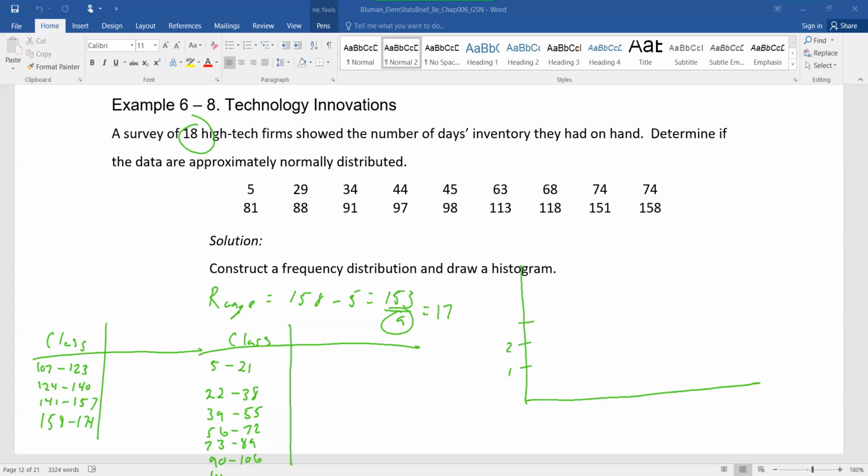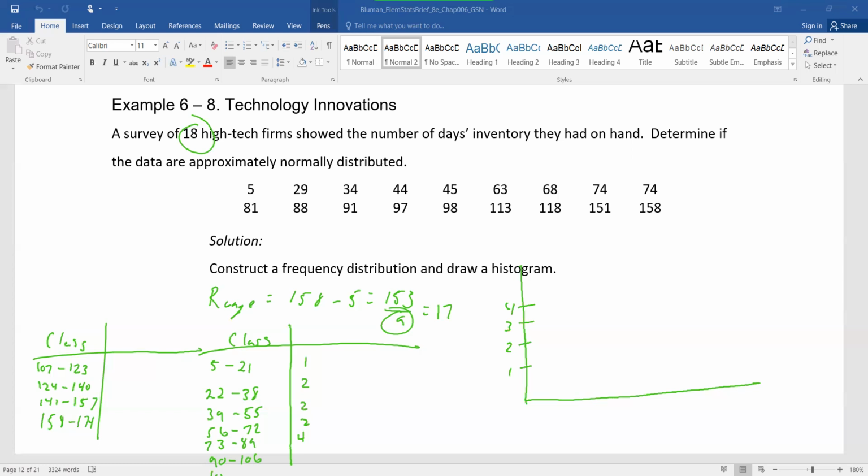That will end up with like 2 per little class here. So between 5 and 21, I can see that there's 1. 22 through 38, I see that there's 2. 39 through 55 is 2. 56 through 72 is 2. 73 through 89 is 4. Oh, okay, here we go.